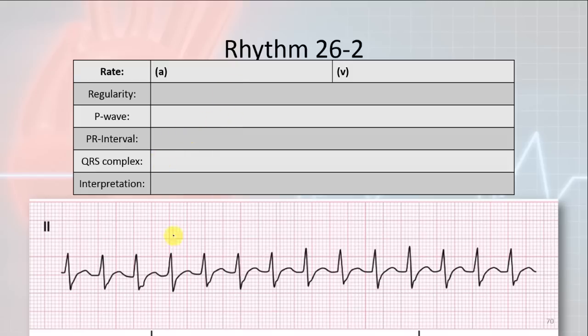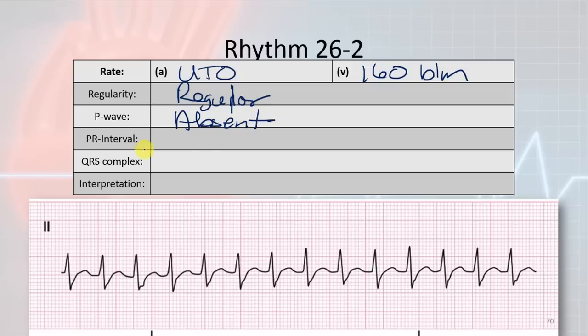Let's look at our next rhythm here. Do you see any QRS, do you see any P waves down here? We don't. So we're going to say that it is unable to obtain. Ventricular rate is about 160 beats per minute, which is what I calculated previously. Regularity, it looks regular. P waves, I'm going to say are absent. PR interval is going to be none.